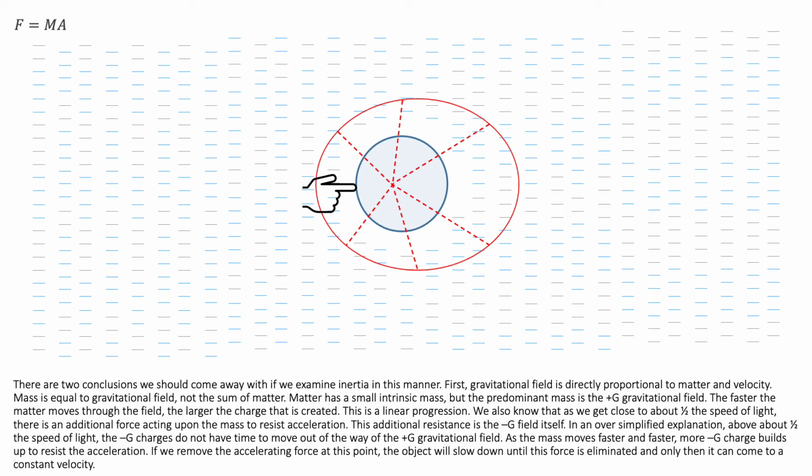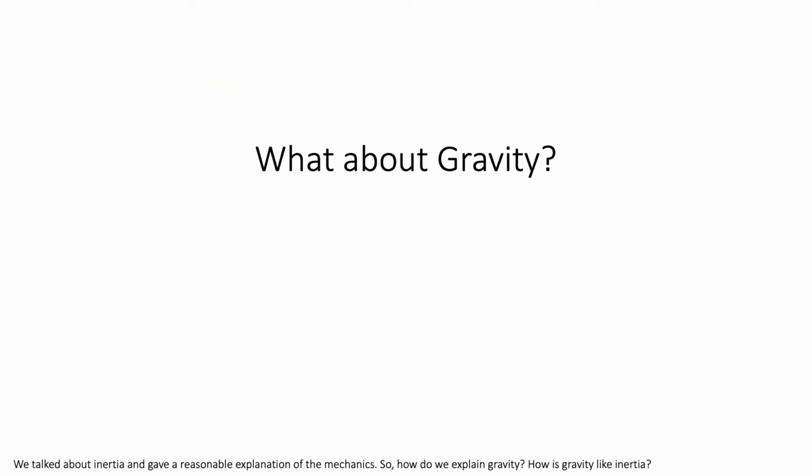If we remove the accelerating force at this point, the object will slow down until this force is eliminated, and only then can it come to a constant velocity. We talked about inertia and gave a reasonable explanation of the mechanics. So, how do we explain gravity? How is gravity like inertia?